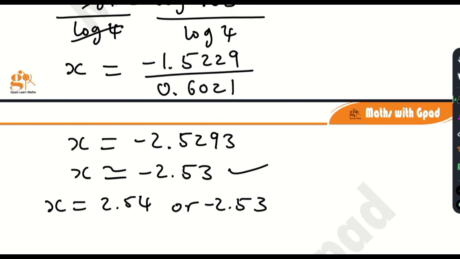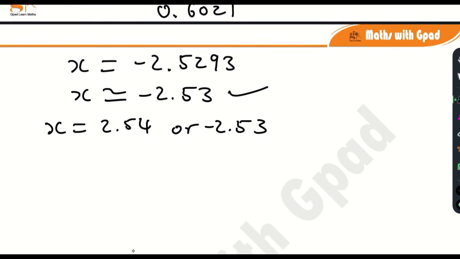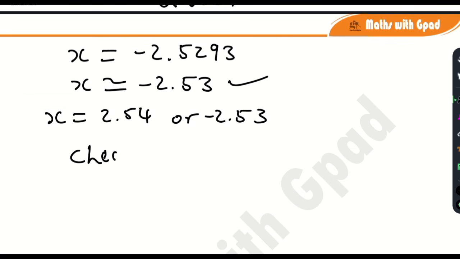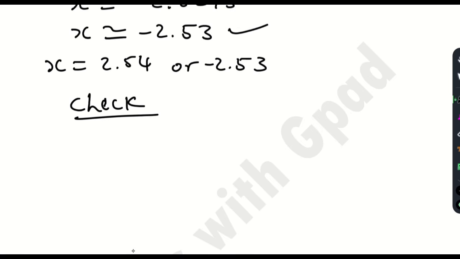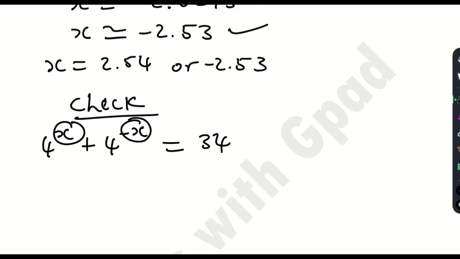Now we need to test. Let's check if we plug this into the original equation, we're going to have what we have on the right hand side. So let me bring back the equation. 4 raised to the power x plus 4 raised to the power negative x is equal to 34. Let's see if we put in x here and here, we're going to get 34 on the right hand side. Now you can use any of the values. You can use this or this. Okay, so let's just use 2.54.